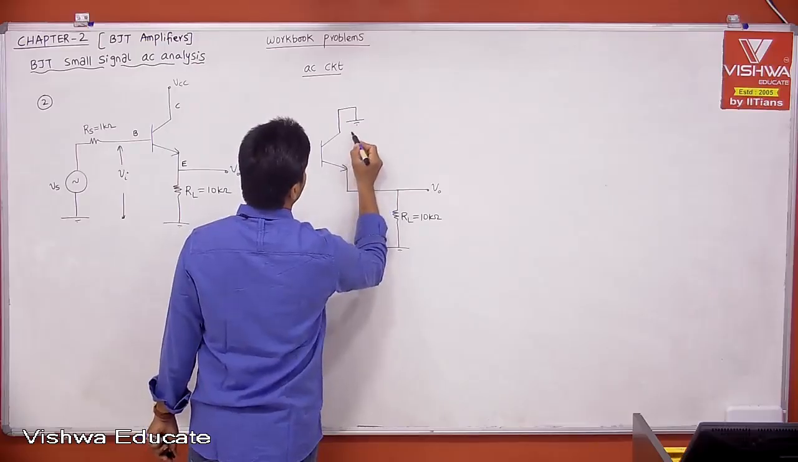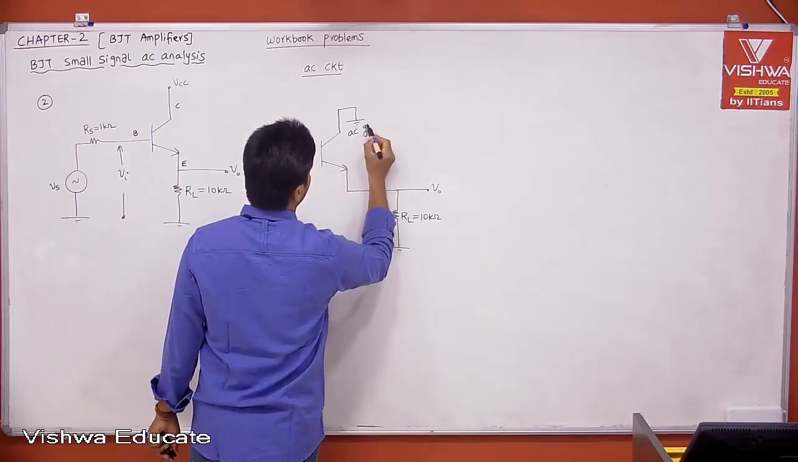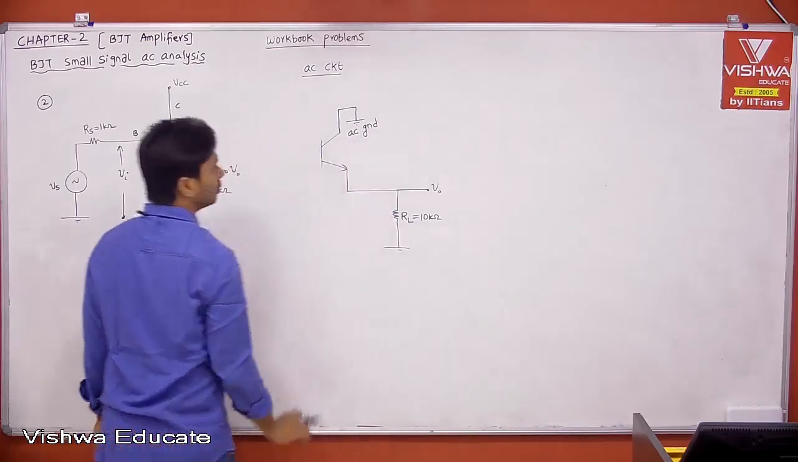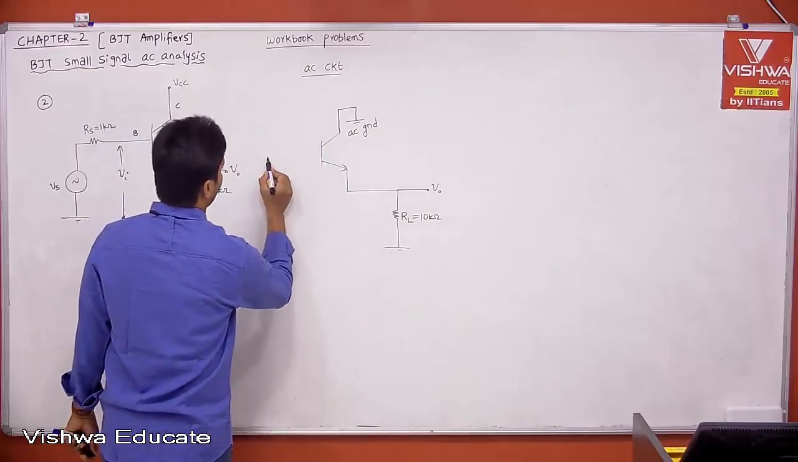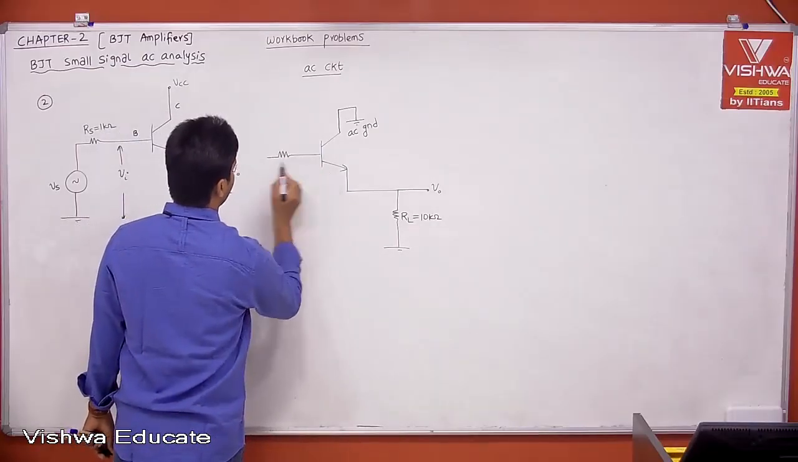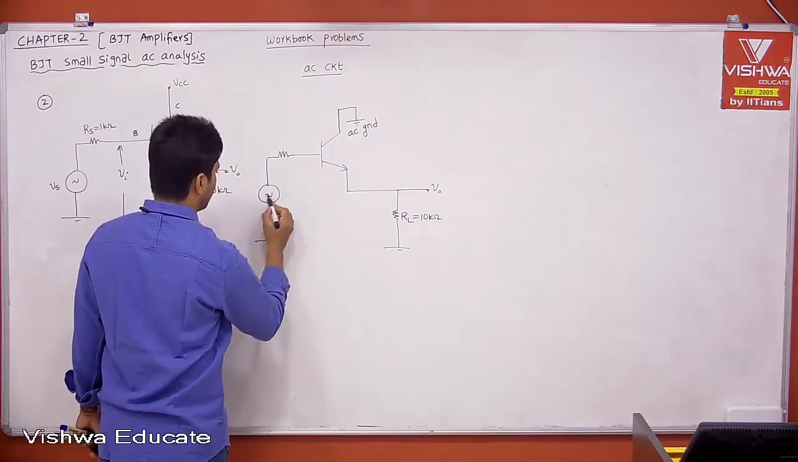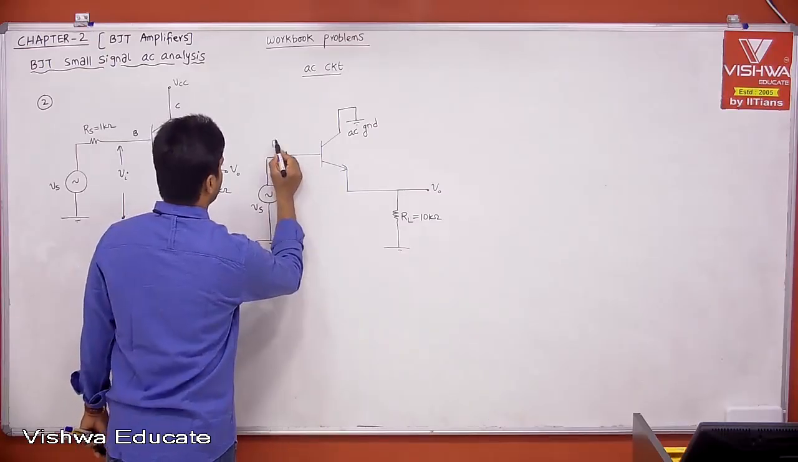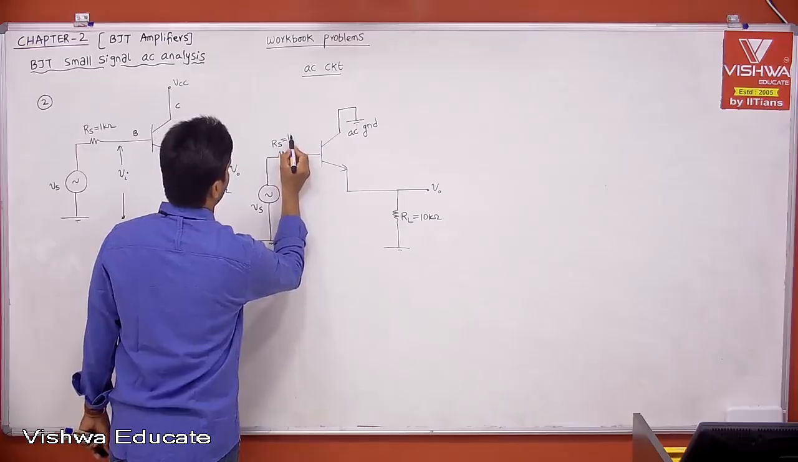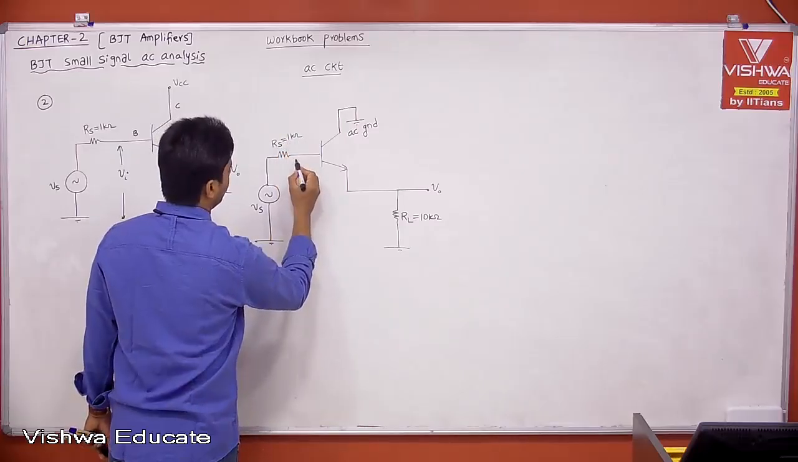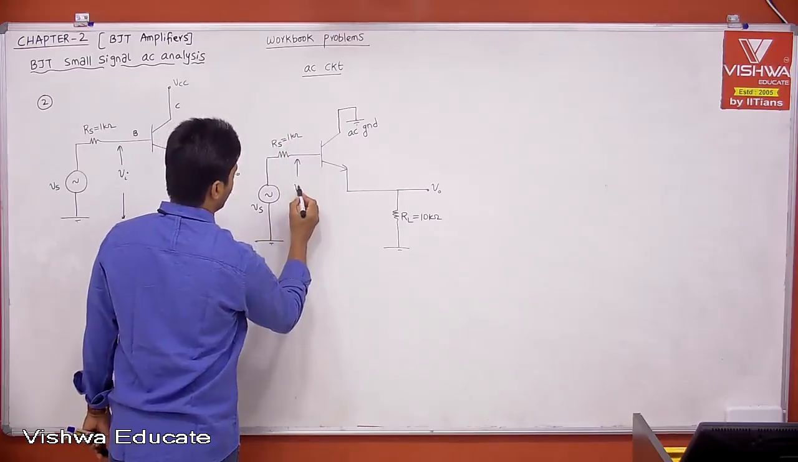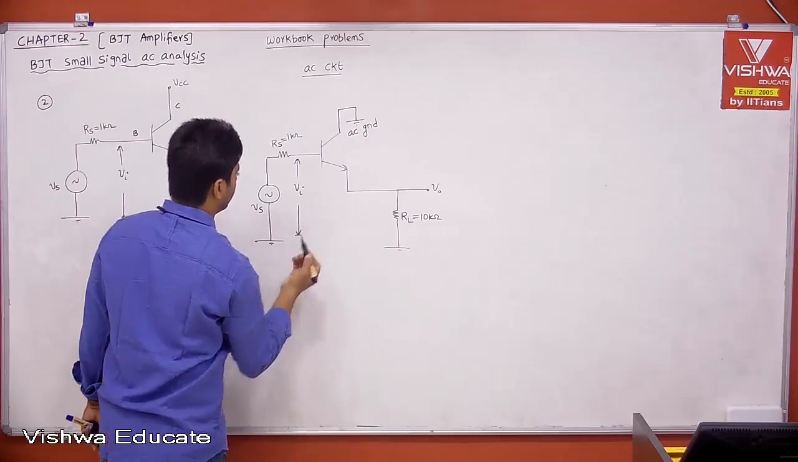I am saying that this is nothing but your AC ground. Okay, and your input, we are applying input with a practical voltage source. Therefore, this is your Vs and this is Rs. Rs is equal to 1 kilo ohm. Now the input is what is applied.